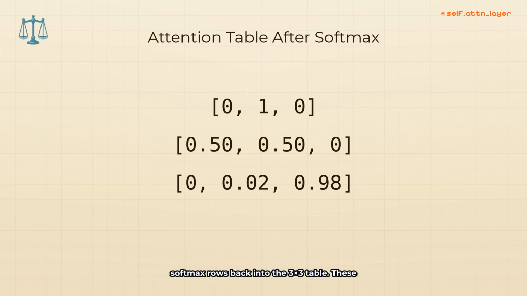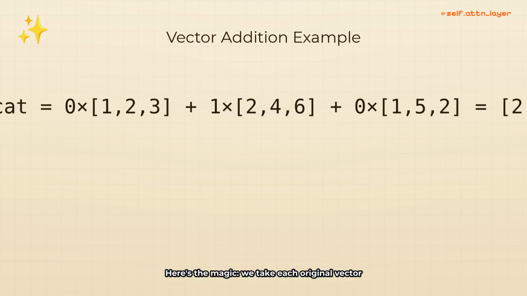These are our attention weights. Each word now has a tiny probability list telling it who to listen to most. Cat, 0% cat, 100% dog, 0% Matt. Dog, 50% cat, 50% dog, 0% Matt. Matt, 0% cat, 2% dog, 98% Matt. Here's the magic. We take each original vector and mix it using these weights.